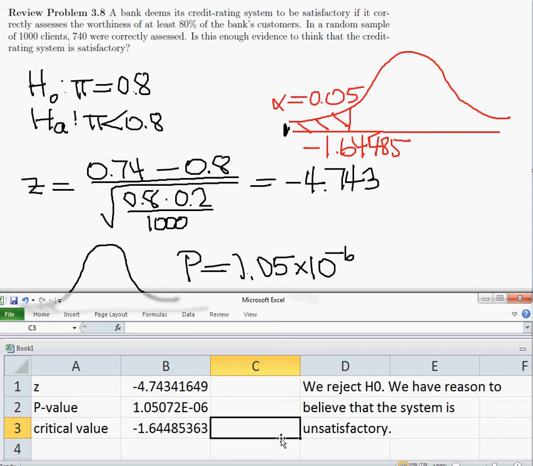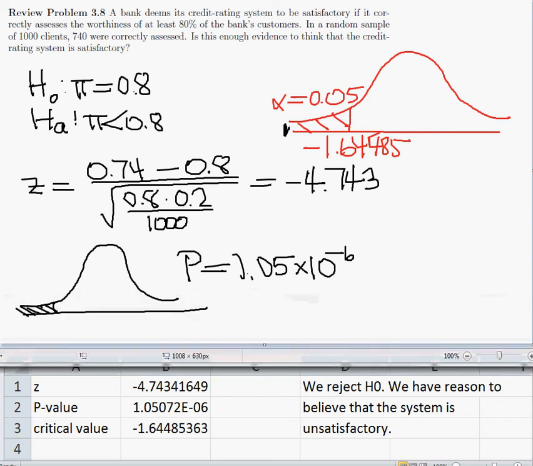And so that concludes this hypothesis testing problem using a proportion and the bell curve.